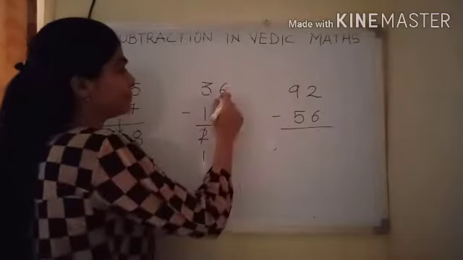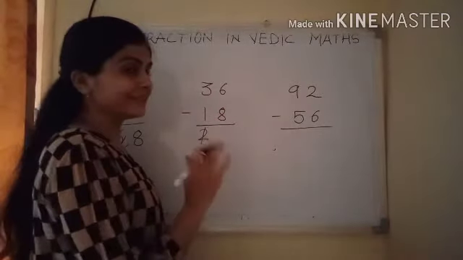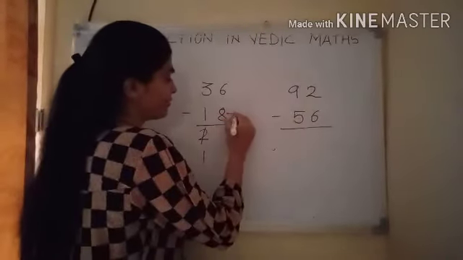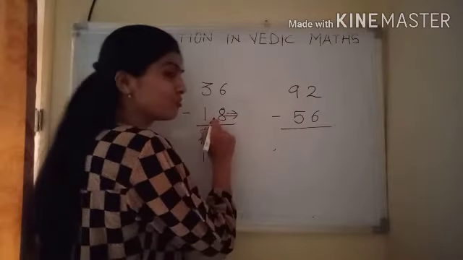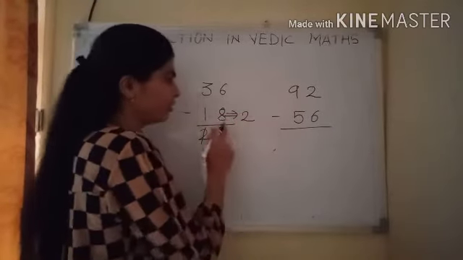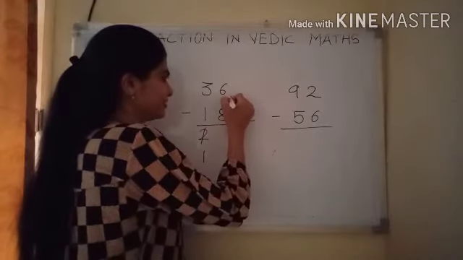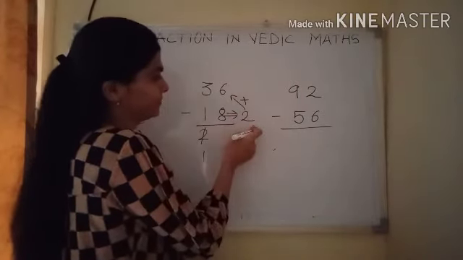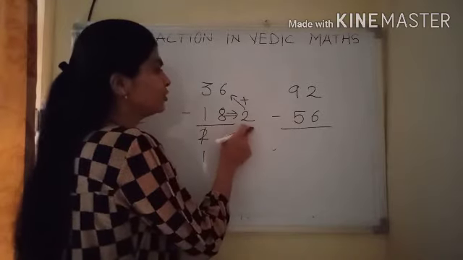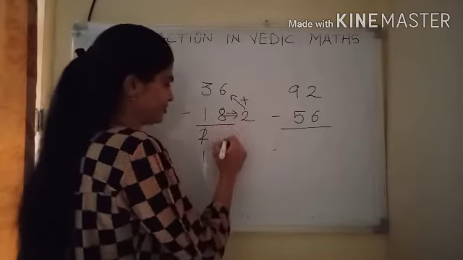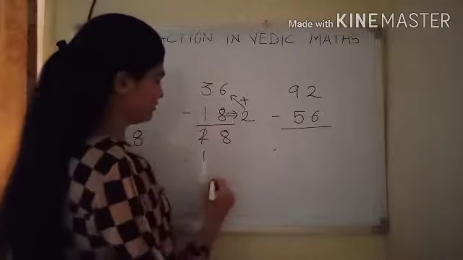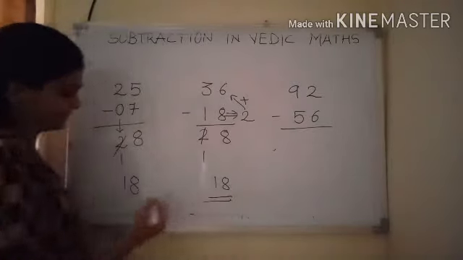mismatch combination. Now 6 minus 8, we cannot do it, but what is its tens complement? Tens complement of the 8 is 2, because 8 plus 2 is 10. Now add this 2 with 6. 6 plus 2, that is 8. So 8. Okay, fortunately both answers are 18.